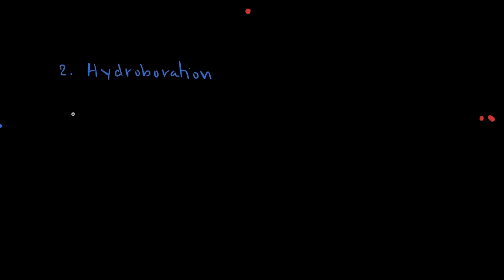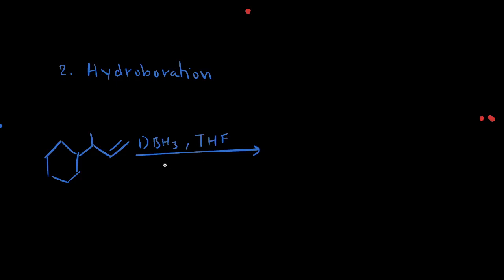So for the hydroboration reaction, if we are looking at once again the same initial alkene, in this case there are a lot more reagents that you need to memorize, so be sure that you do memorize these reagents. On top, you're going to be first reacting with BH3, THF, tetrahydrofuran, and on bottom, you're going to have NaOH, H2O2, that's hydrogen peroxide, and H2O.